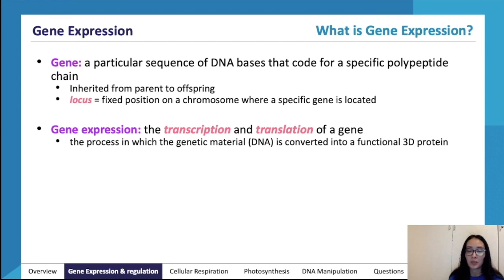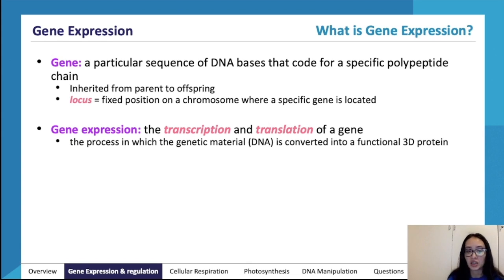So what is gene expression? A gene is a particular sequence of DNA bases which encodes for a specific polypeptide chain. These are inherited from a parent to an offspring, and they're kept within particular loci or locuses. Loci is the actual plural form of that word. And a locus is a fixed position in the chromosome where a specific gene is located.